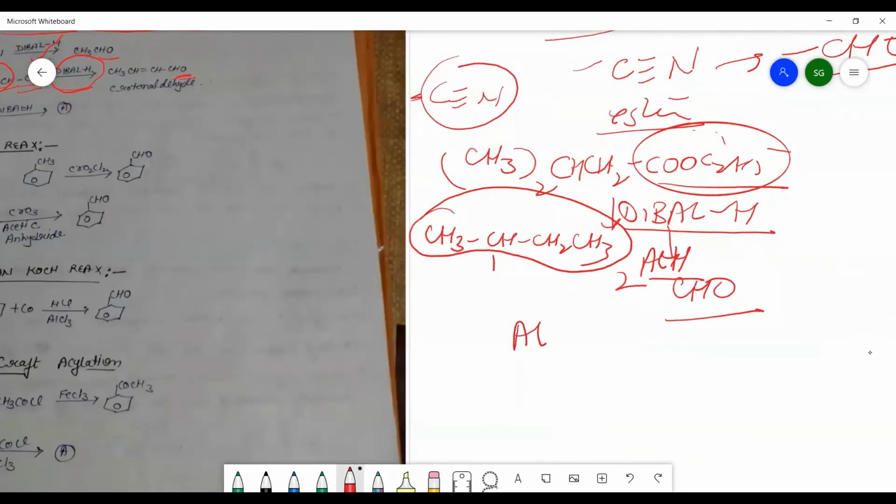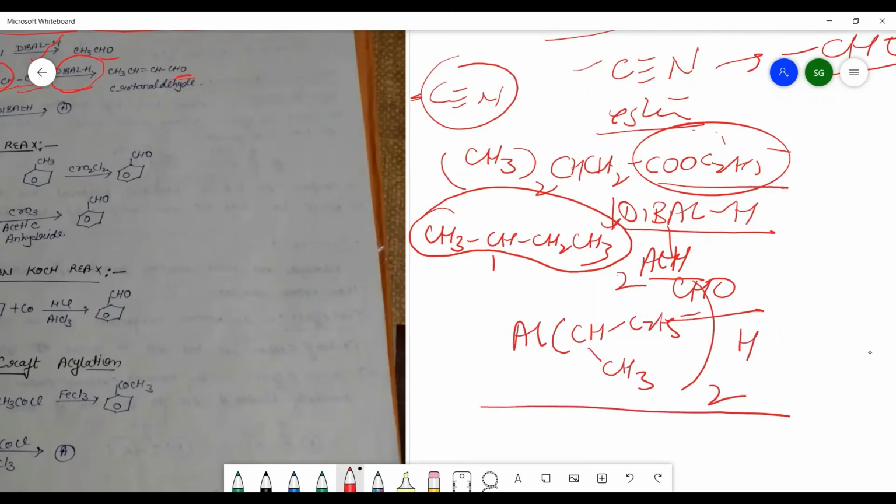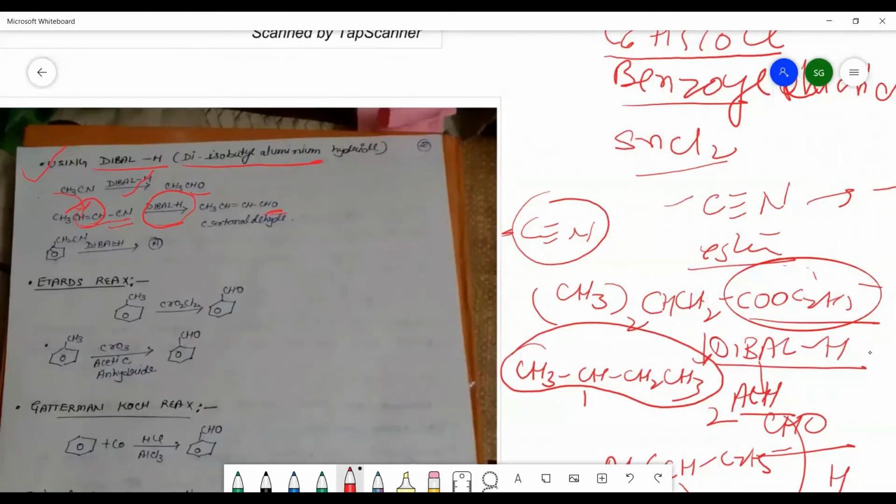So aluminium, CH C2H5, CH3 whole twice and H. So this is the diisobutyl hydride, diisobutyl aluminium hydride, and which is known as Dibal H.